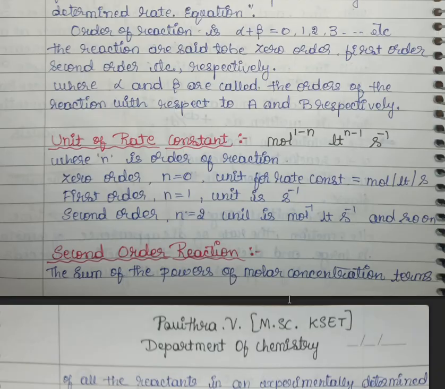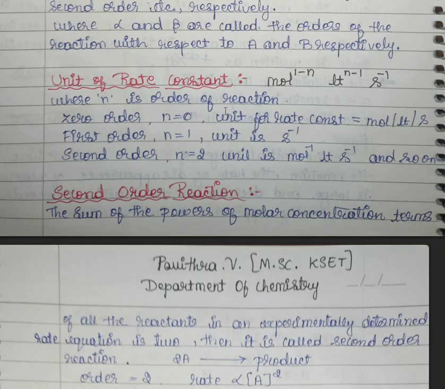Next is unit of rate constant. When we discuss the unit of rate constant, we can easily remember it by a general formula: mole to the power 1 minus n, liter to the power n minus 1, per second. So for zero order reaction, n is equal to 0. Substitute n is equal to 0 in the above general formula. We will get the rate constant unit as mole per liter per second. For first order reaction, n is equal to 1. The unit is per second. For second order reaction, n is equal to 2. The unit is per mole liter per second, and so on.